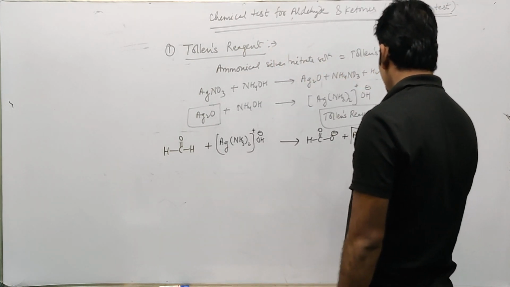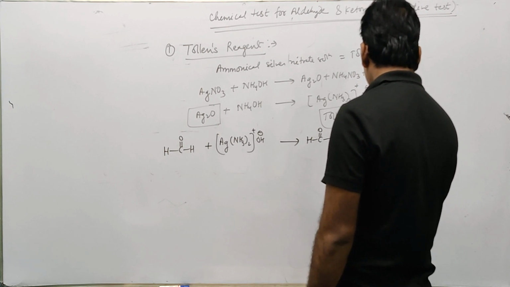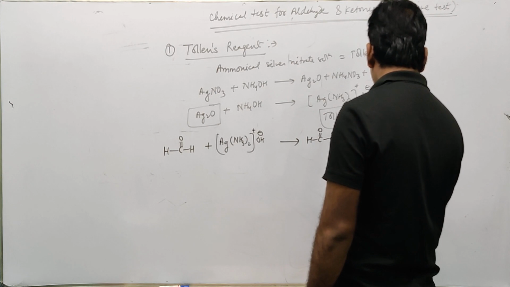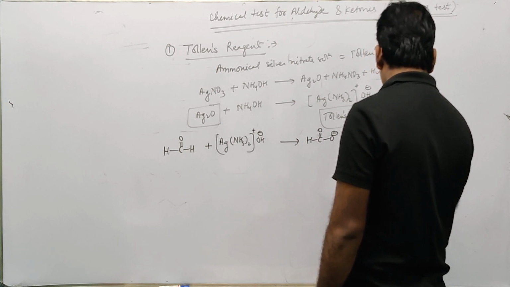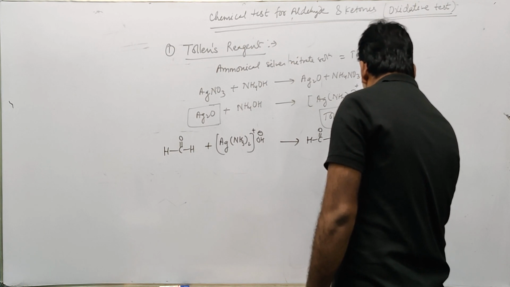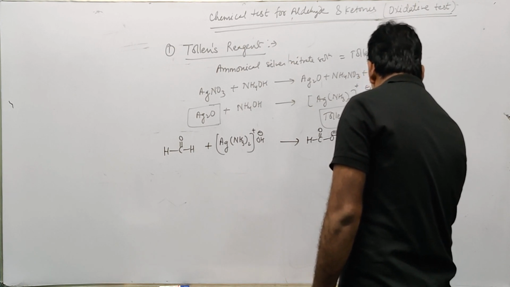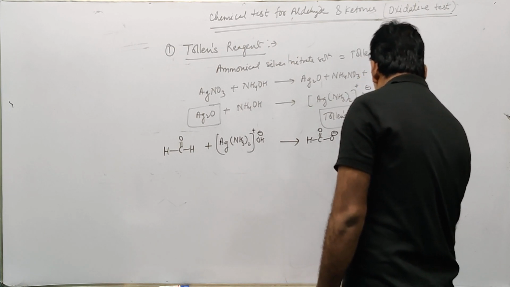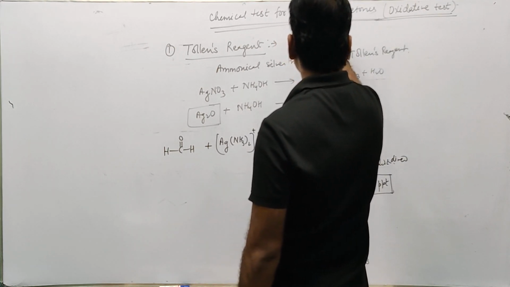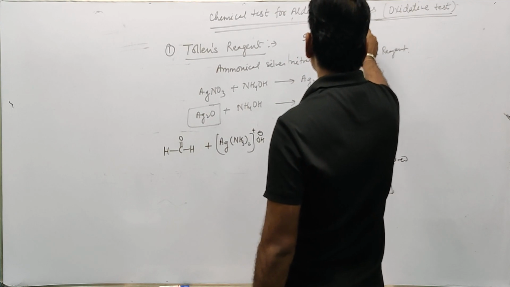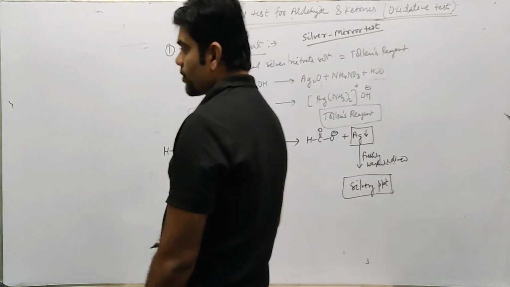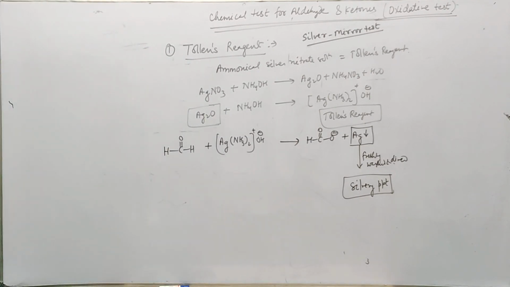Alright, this is black residue, freshly washed and dried, becoming silvery precipitate. Therefore, this reaction is also known as silver mirror test.